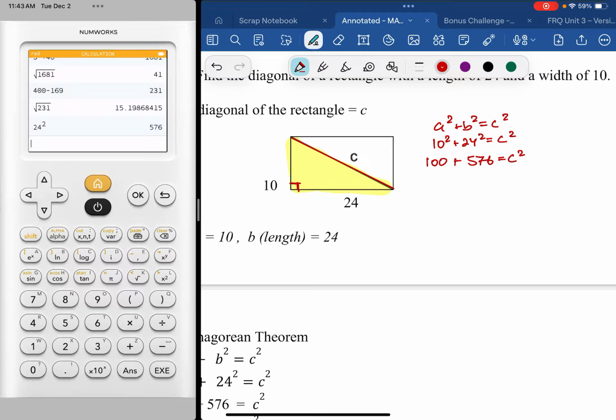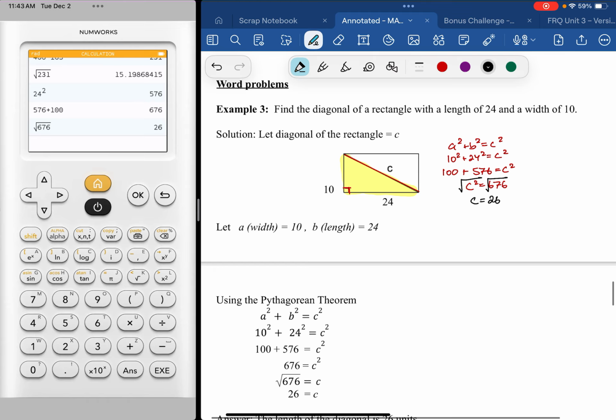Oh, I could have looked at the bottom of the screen. Plus 100. Oops. Answer plus 100. So I would take the square root of that, and I get an even 26. So c is equal to 26.